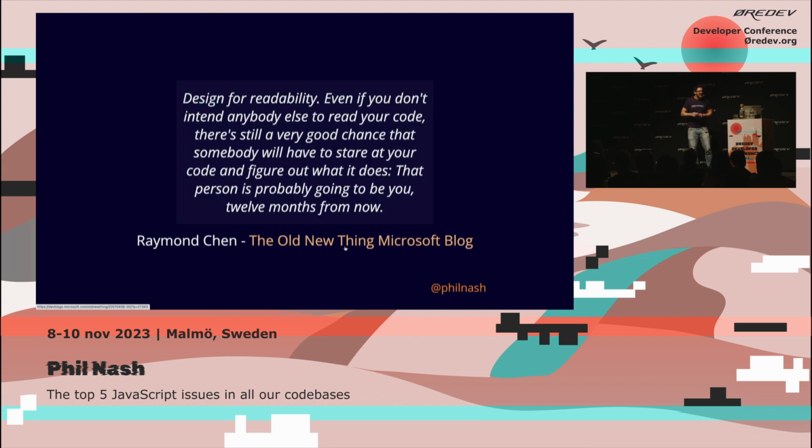I've got another quote from Raymond Chen on a Microsoft blog that says design for readability. Now, John F. Wood said code for readability, and this now says design for readability. Because even if you don't intend anybody else to read your code, there's still a very good chance that someone will have to stare at that code and figure out what it does, and that person is probably going to be you 12 months from now. Now, that's normally pretty good. If it turns out you're also a violent psychopath, you definitely also know where you live. And so you've got to keep that in mind too, just in case.